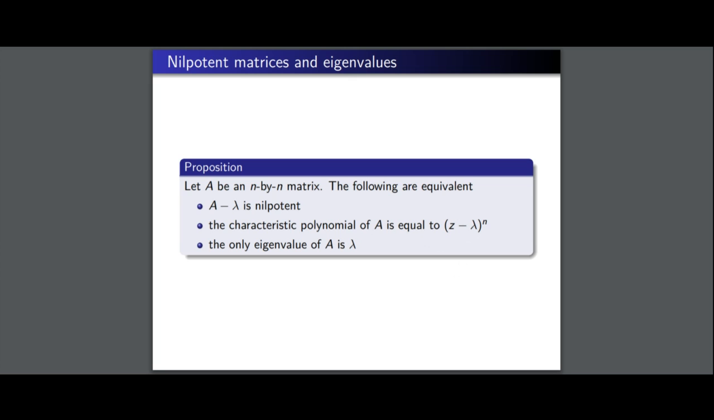So if we have some eigenvalue lambda, the reason we want to study nilpotent matrices is because we want to look at A minus lambda. Once we figure out the structure of A minus lambda as a nilpotent matrix, whatever that structure is, we just add lambda times the identity to both sides, and we learn about A. So that's our plan.